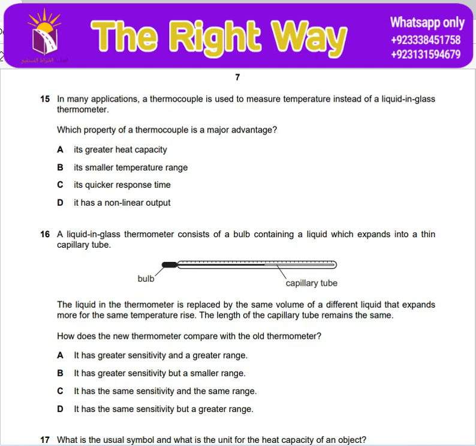Question number 15. In many applications, a thermocouple is used to measure temperature instead of a liquid in glass thermometer. Which property of a thermocouple is a major advantage? Its greater heat capacity? No. Its smaller temperature range? No. Its quicker time response? Its quicker time response is the property for which we use a thermocouple instead of a liquid in a glass thermometer.